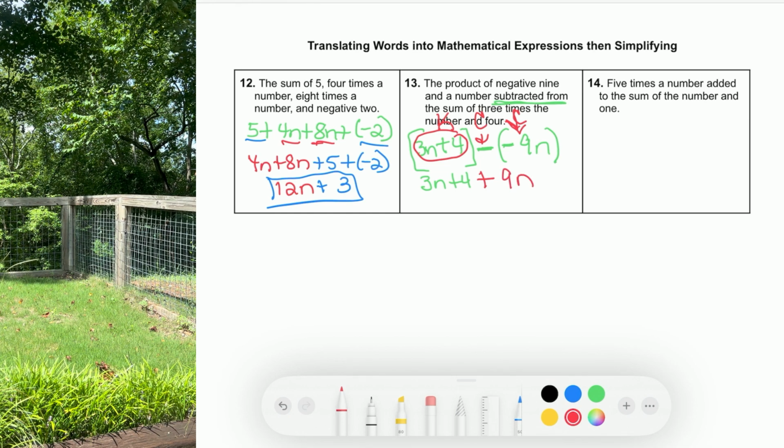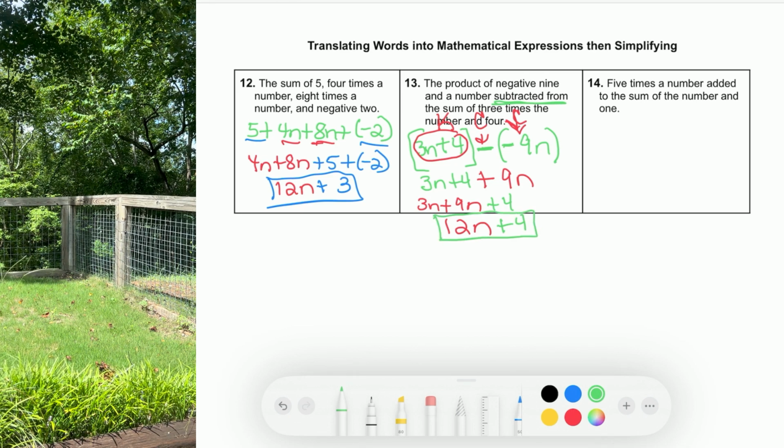All right, so we have 3n plus 9n. So I'm going to reorder that. 3n plus 9n, and then we still have our plus 4. 3n plus 9n is 12n, and then just the plus 4, and we are done.